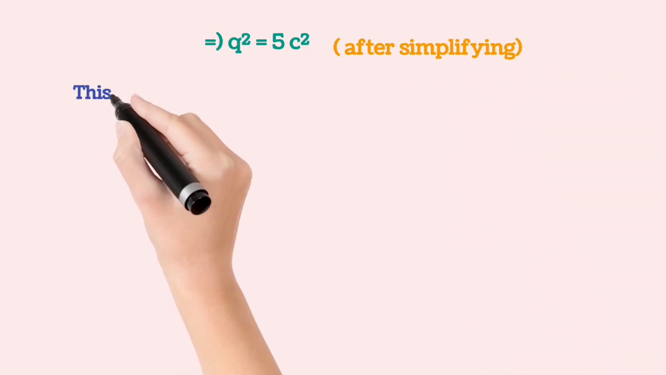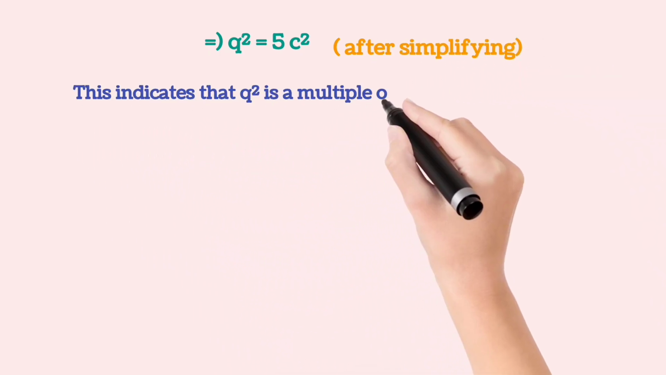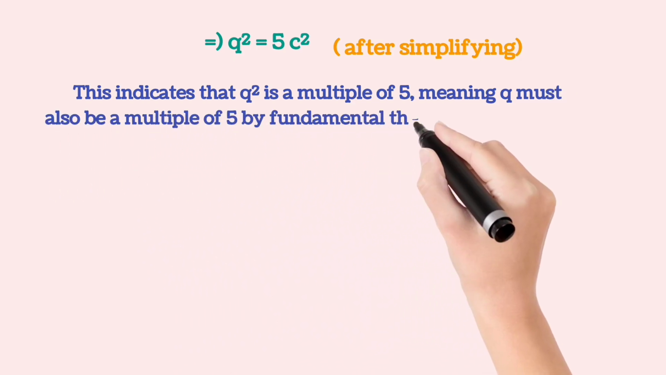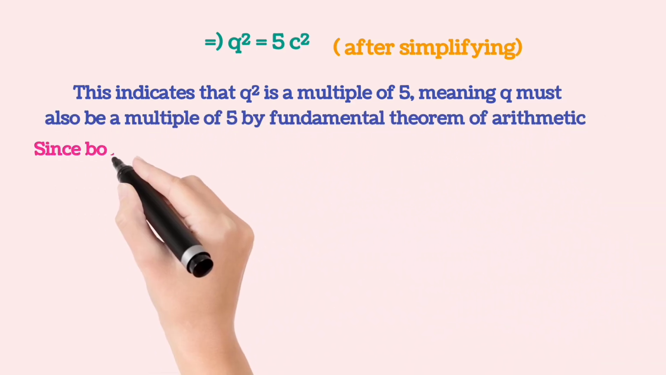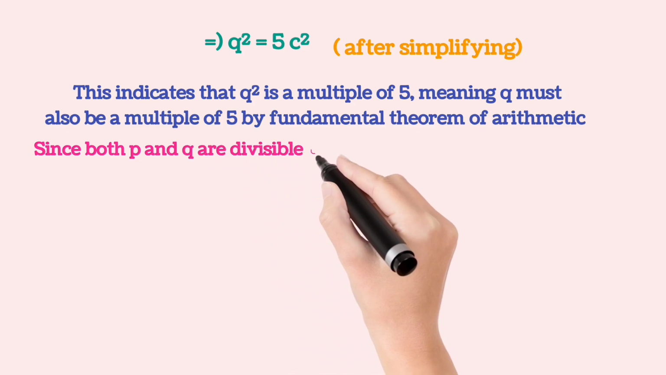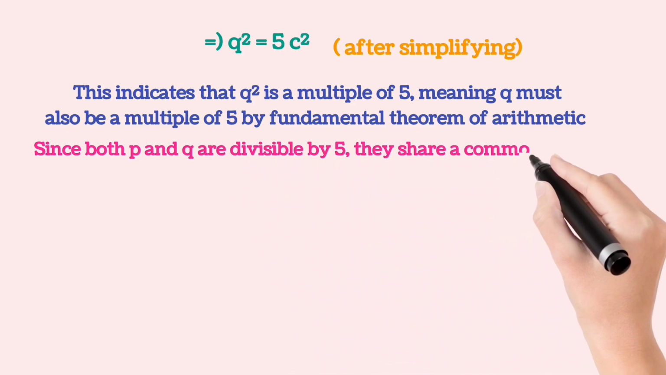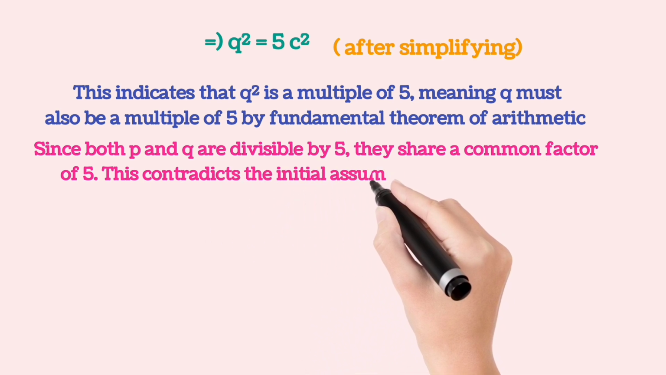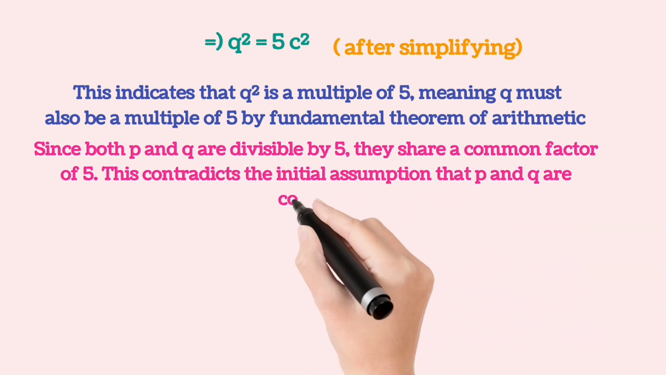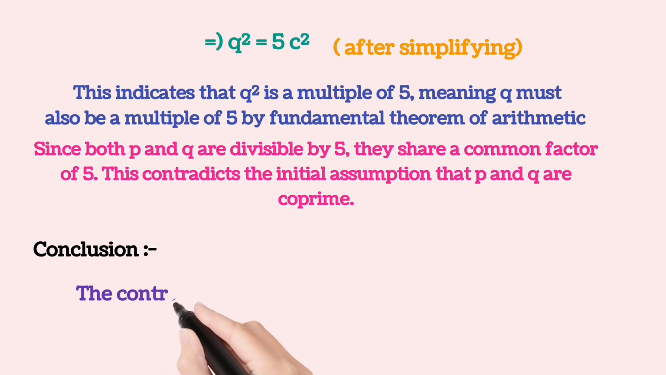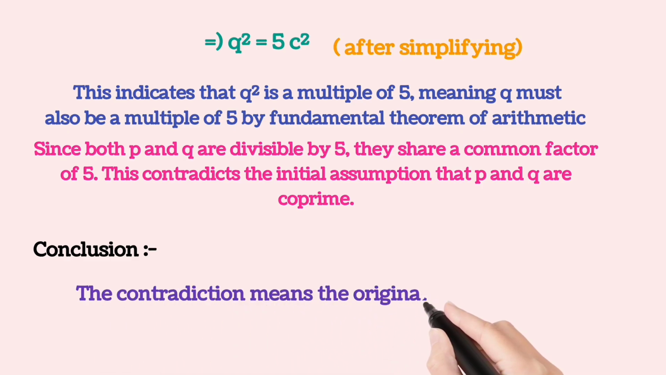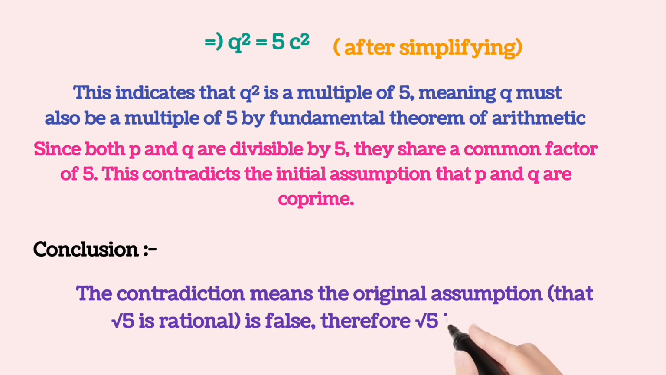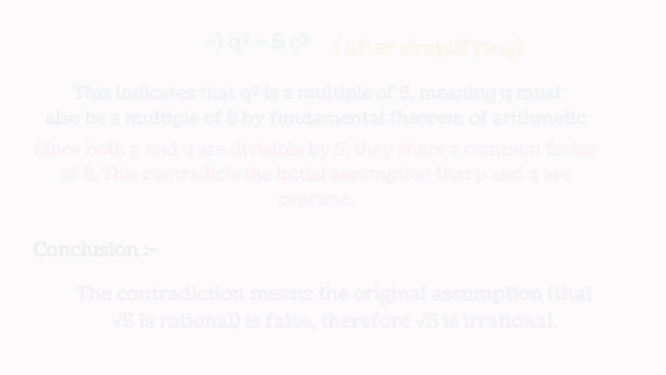After simplifying, this indicates that q square is a multiple of 5, meaning q must also be a multiple of 5. By the fundamental theorem of arithmetic, since both p and q are divisible by 5, they share a common factor of 5. This contradicts the initial assumption that p and q are co-prime. Conclusion: the contradiction means the original assumption that root 5 is rational is false. Therefore, root 5 is irrational.